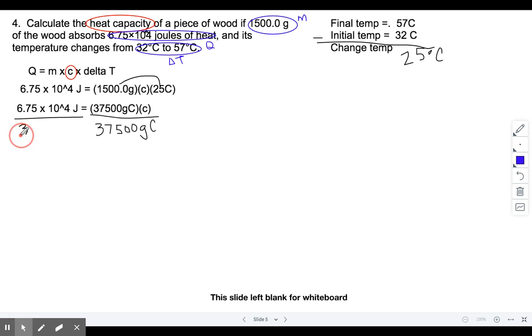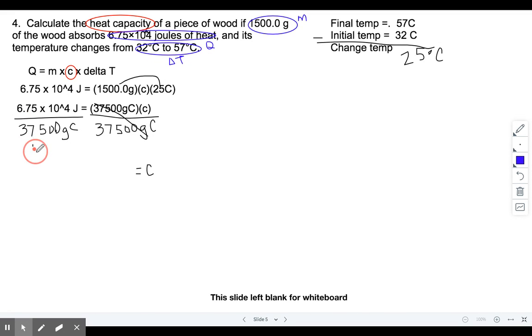So 37,500 grams Celsius on the left. And this will cancel out now on the right. So I just have c by itself, small c. Now 6.75 times 10 to the 4th.